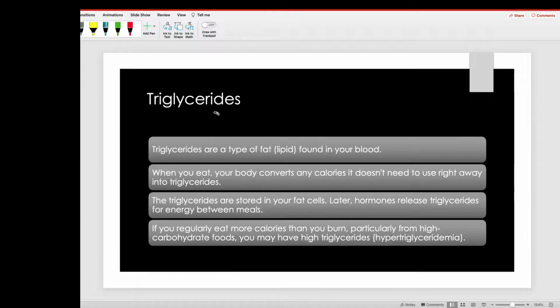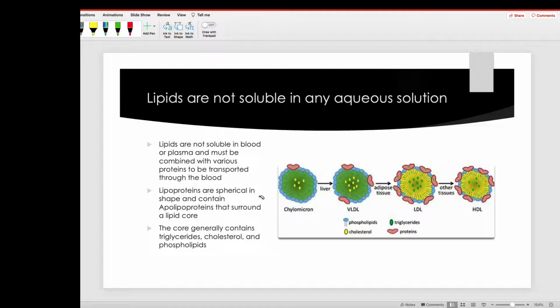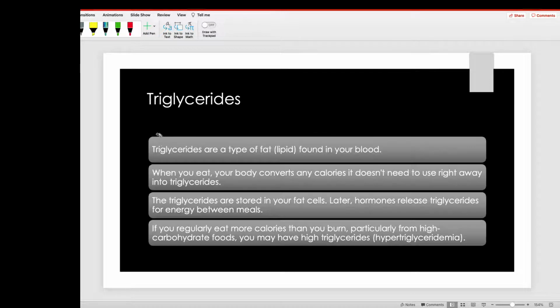Now, what are triglycerides? I told you that these triglycerides are also a part of this equation. Triglycerides are basically a type of fat that's also found in your blood. And when you eat food, if you're eating a tremendous amount of calories that you don't need because you're inactive, your body is going to convert that into triglycerides, which is fat, right?